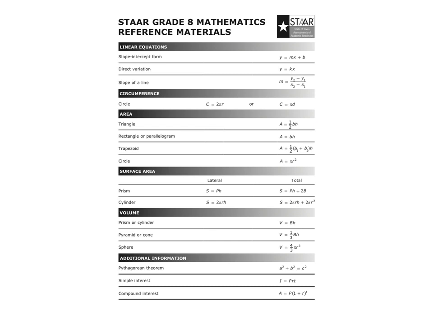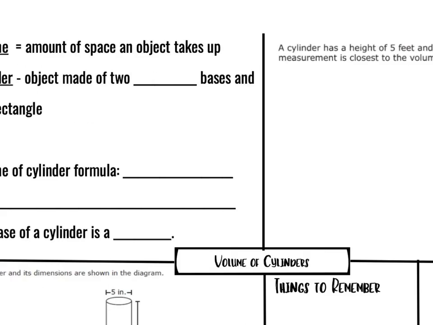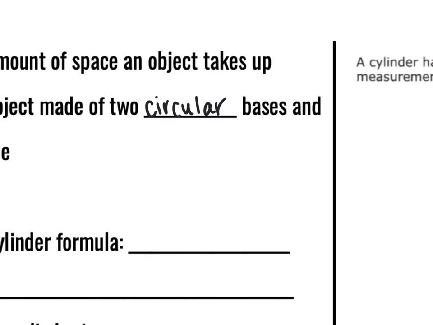So for today, we are going to need to use volume of a cylinder. So we'll be using this formula. And we are also going to be using the area of a circle formula. Those are the two big things that we're using today. So volume is the amount of space an object takes up. Cylinder is an object made of two circular bases and one rectangle.